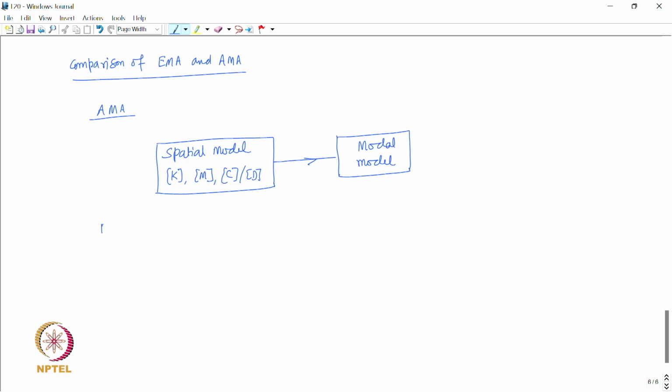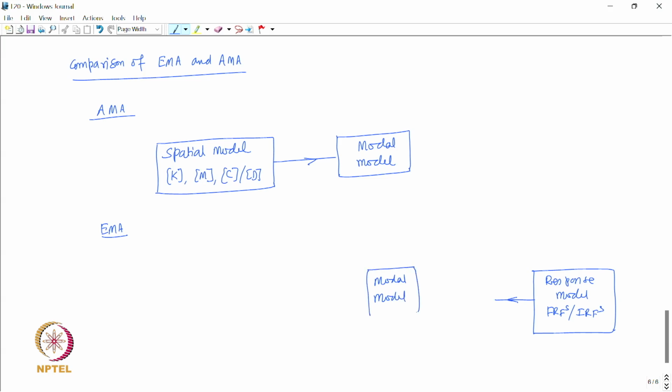In the experimental analysis, we have the response model of the structure, which is in the form of FRFs and IRFs. Then analysis of this response model leads to the description of the structure in terms of a modal model. The modal parameters we obtain by analysis of the response model through EMA constitute the modal model.